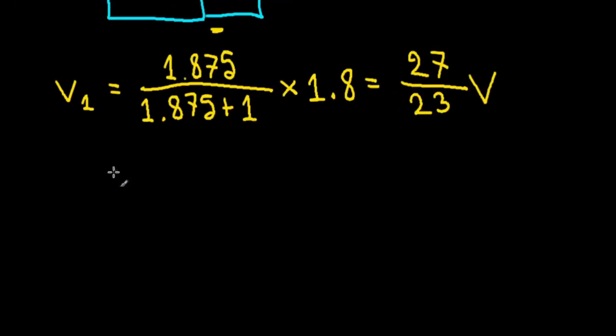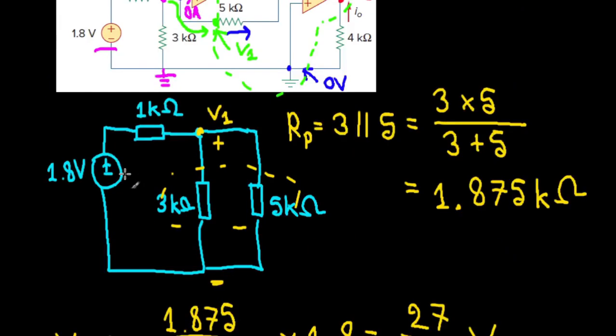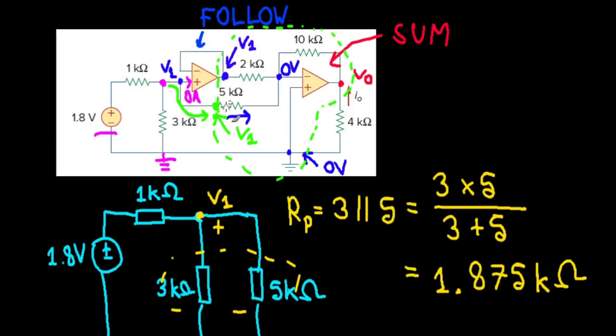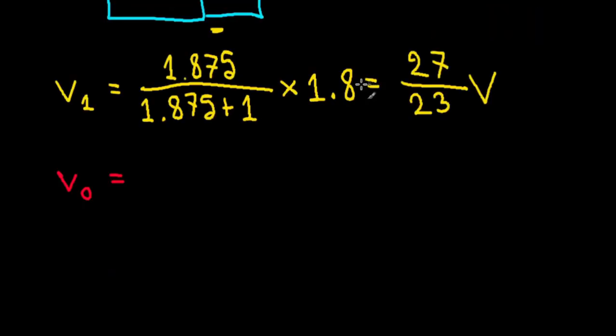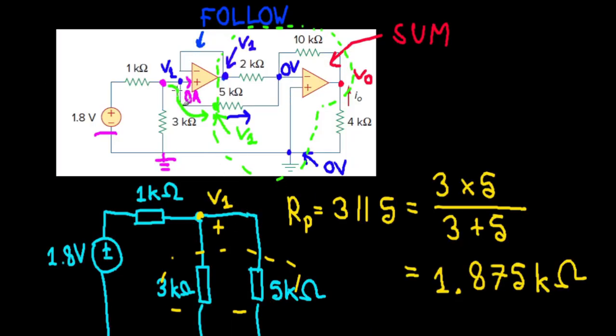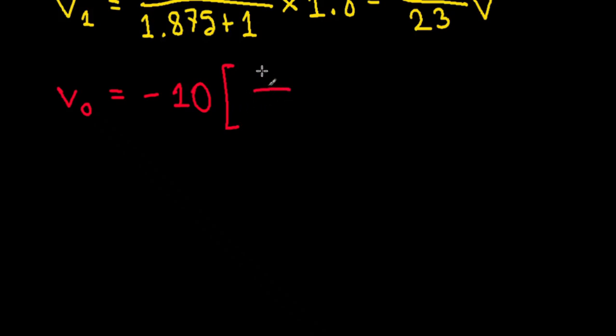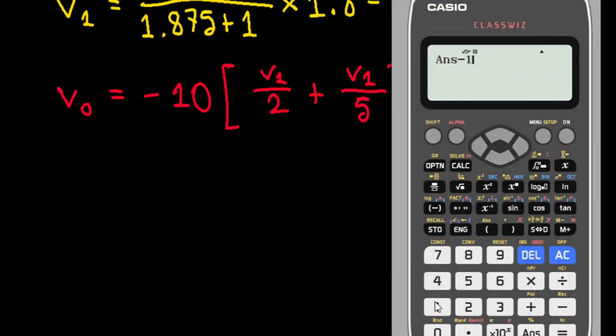The output for your summing amplifier is basically your feedback, and again, all of these are in kilo-ohms. Actually, I'll avoid writing the kilo. So it's negative of 10 multiplied by the weighted sum of your supply voltages: V1 divided by 2 plus V1 divided by 5. Let's use our calculator. Negative 10 multiplied by, I'll factor out the V1, so our previous answer, I'll factor that out.